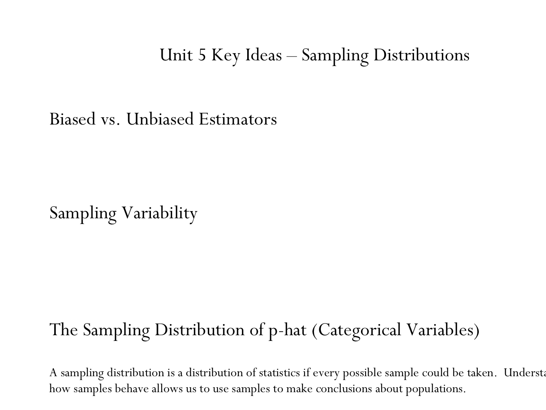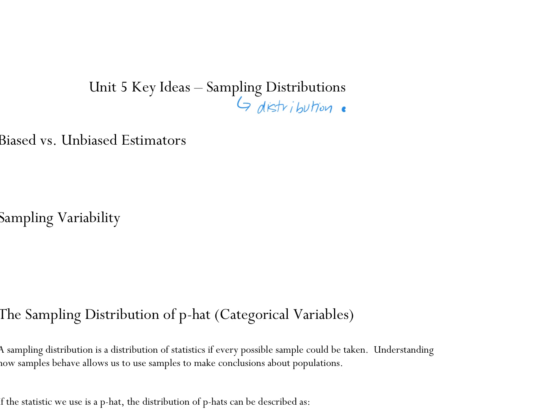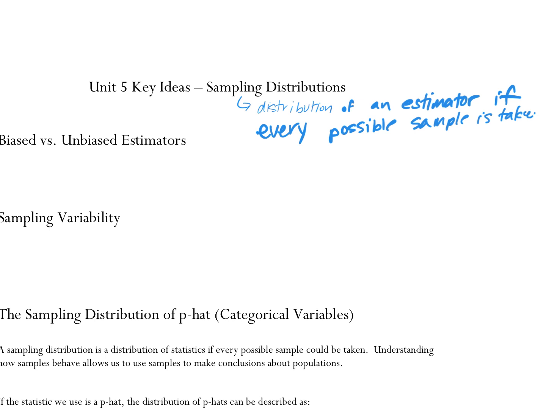All right. So, Unit 5 is when we started thinking about what's going to happen if I take a lot of samples. The definition of a sampling distribution is a distribution of an estimator if every possible sample is taken.